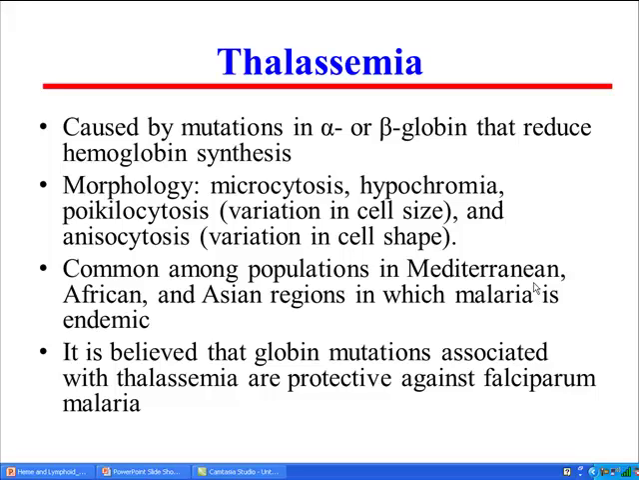So this disorder is common among people of Mediterranean, African, and Asian descent. These are regions in which malaria is more endemic. So as with sickle cell anemia, for some reason it's believed that this mutation will protect against one form of malaria called falciparum malaria.